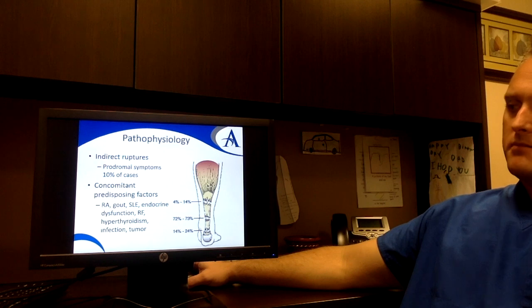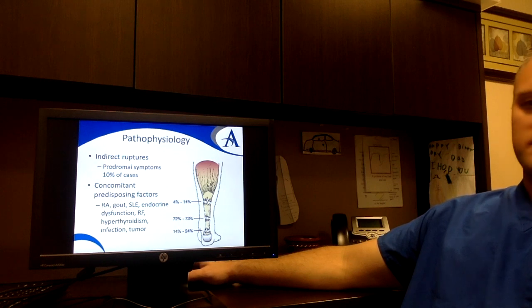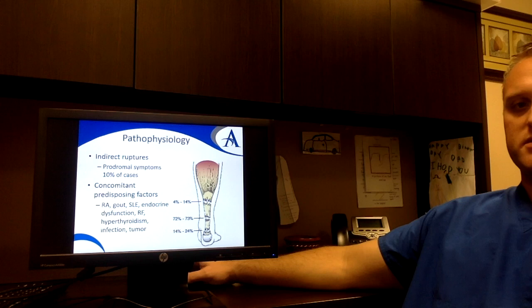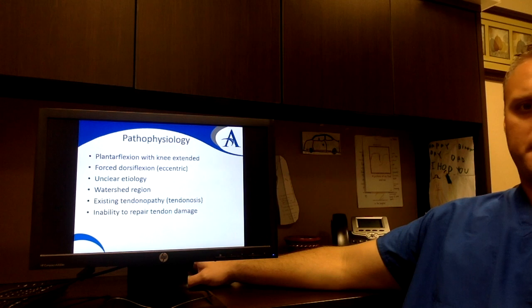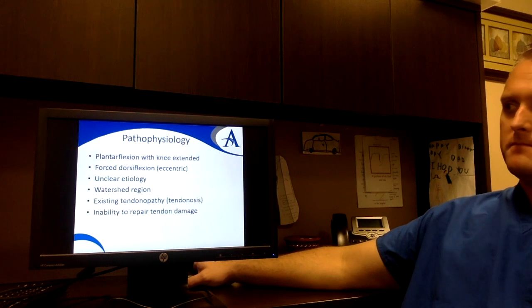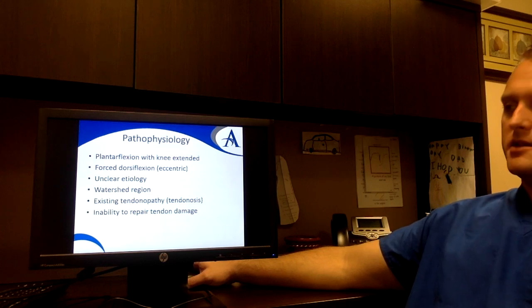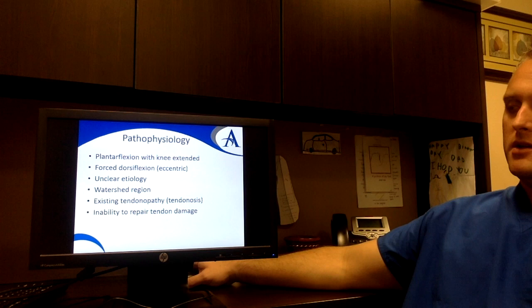There are predisposing factors you can think about for these injuries, such as medical disorders: lupus, endocrine disorders, gout, rheumatoid arthritis. A lot of these patients are going to have chronic tendinosis before they have a rupture. So we talked about the different issues, including the mechanism of injury, the watershed area with the decreased blood flow, leading to chronic tendinosis and the inability to repair tendon damage.